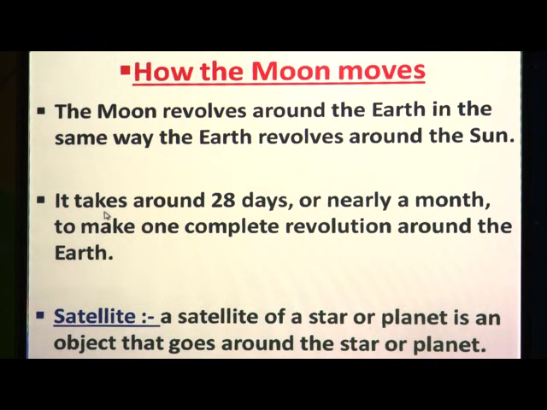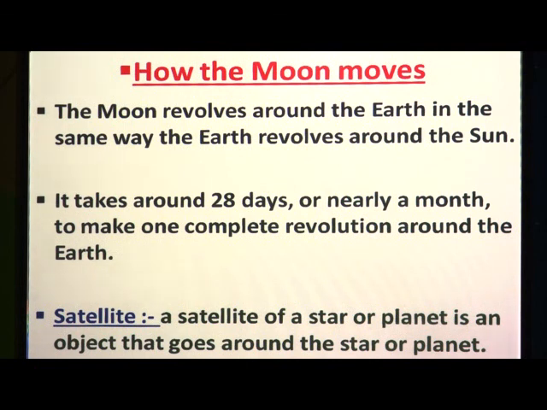How much time does the moon require? It requires 28 days, or sometimes nearly a month, to make one complete revolution around the earth. If the moon has to complete one revolution, it requires about 28 days, or sometimes nearly a month, to revolve around the earth.